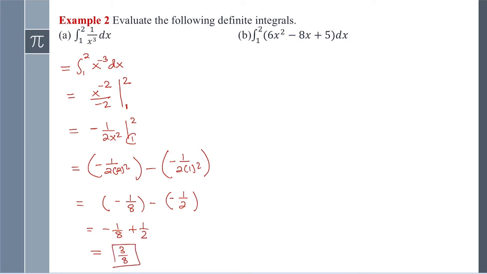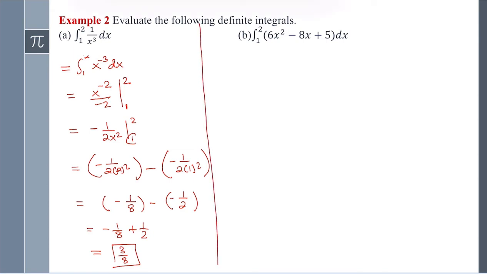So that is the value of the definite integral, or in other words, that is the net area under this curve from 1 to 2. Another way to interpret that, okay? So now let's look at the second example that we have here.